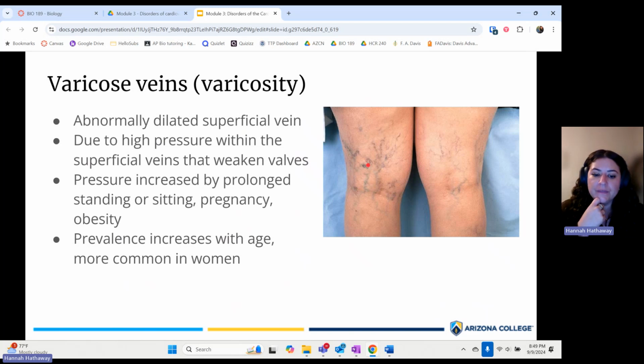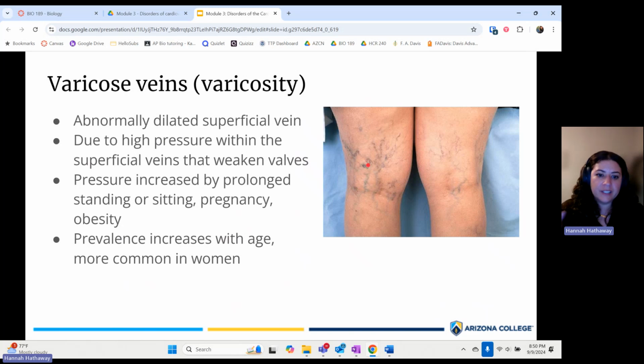Usually this is due to valves that have weakened. So you have turbulent circulating blood getting stuck there and causing a little too much blood in that area, which is making the vessels a little bit bigger so you can just see them. Varicose veins are usually caused by anything that increases blood pooling, so increases the pressure within the venous system. That'd be like blood pooling due to sitting for a long time or standing for a long time without walking around, pregnancy, and obesity, because that just puts more strain on the lower half of the body.